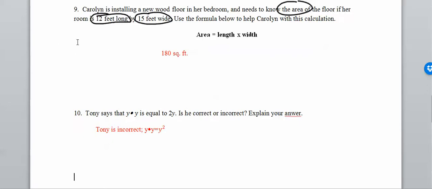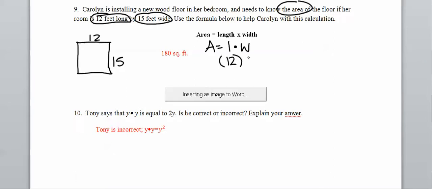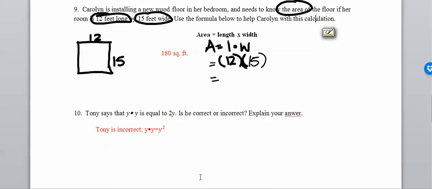So area is the length times the width. So we know that this rectangle is going to be 12 feet by 15 feet. So we take area equaling the length times the width, which is the formula. Plug in your length, we know that's 12. Plug in your width, we know that's 15. And when we take 12 times 15, we get 180, and we label it feet squared, or you can write it out square feet. Why is it feet squared? Because you're making all these little boxes, and each one of these boxes is a foot squared.